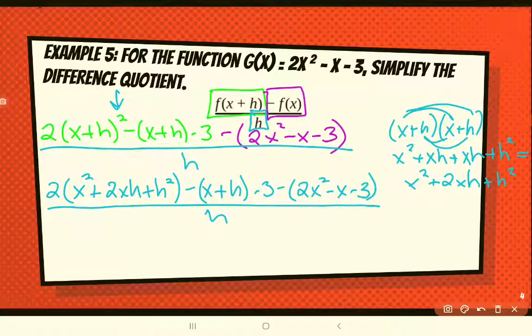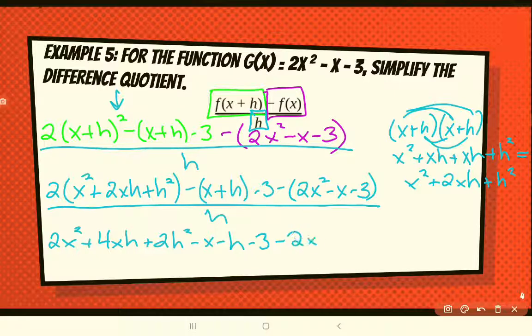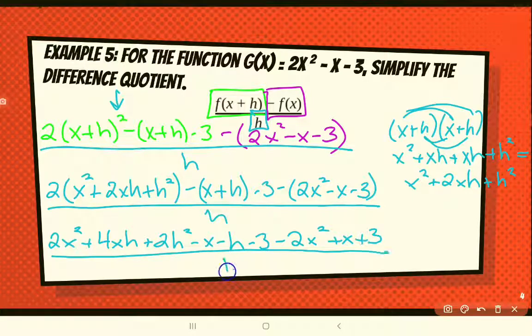Well, what's my next step? Well, I've got a ton of distributing to do. So my step 2 is to get rid of all those parentheses. Go through and distribute everything that I can. So the 2 will get distributed to the first parentheses. Okay. The negative will get distributed to the second parentheses. And another negative will get distributed to the last set of parentheses. And again, h is just there. It's kind of lonely sitting there by itself.